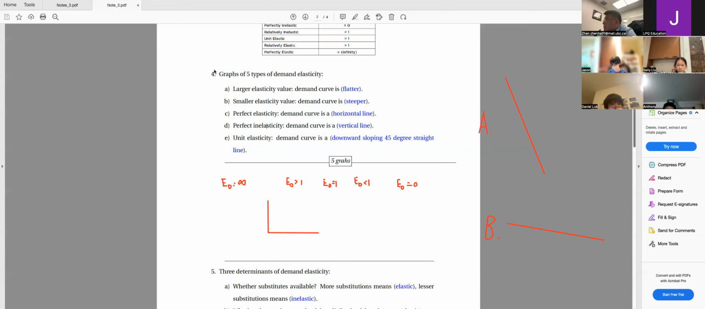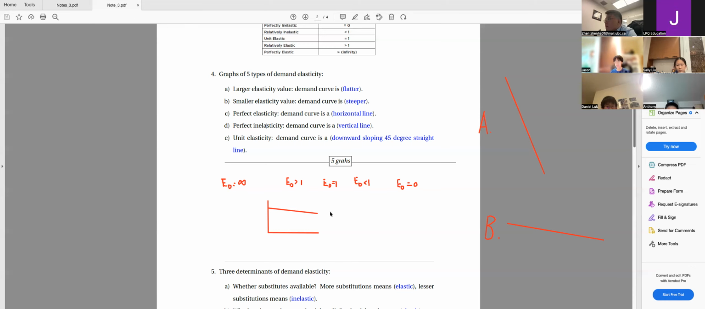A or B? Can you just input your answer into the chat box, A or B? If ED is greater than 1, how can I draw my demand curve? Should it be flatter or steeper? B? Yes, B. Should it be a flatter curve? Okay, it should be a flatter curve.